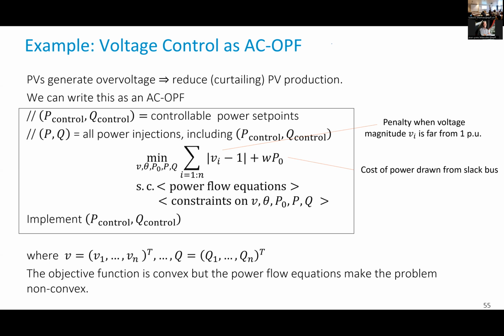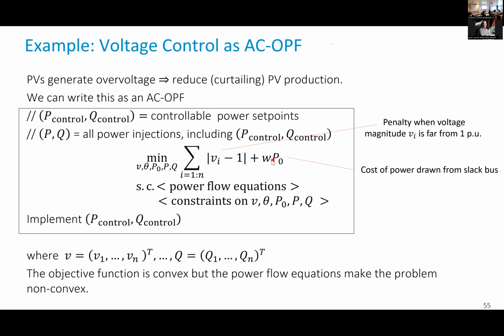So let's assume we do this here. We curtail the power here, and we want to control the voltage here, all the voltages, with all the constraints of the grid here.